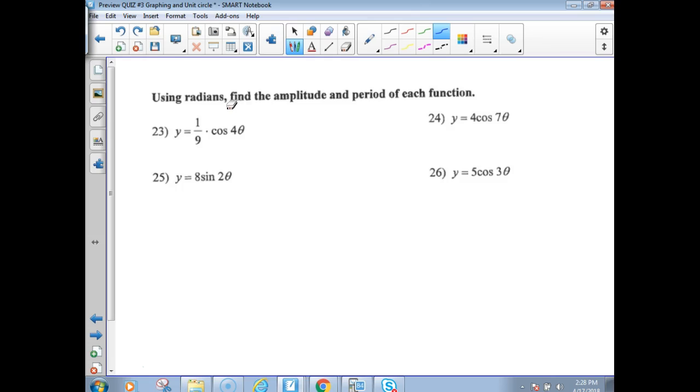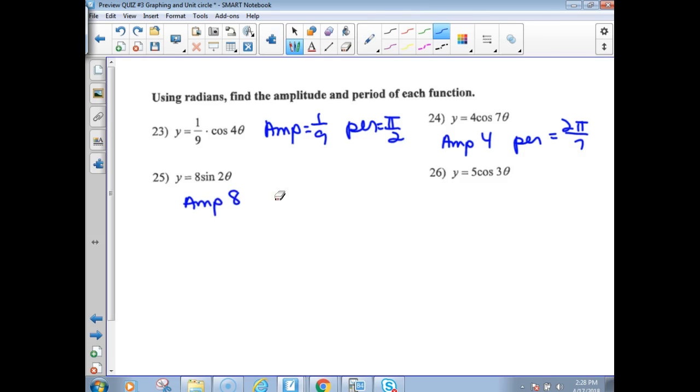All right, using radians, find the amplitude and period of each function. The amplitude would be 1/9. The period would be 2 pi divided by 4, which is pi over 2. All right, number 24, amplitude is 4, period is 2 pi over 7. Number 5, amplitude is 8, the period is pi.